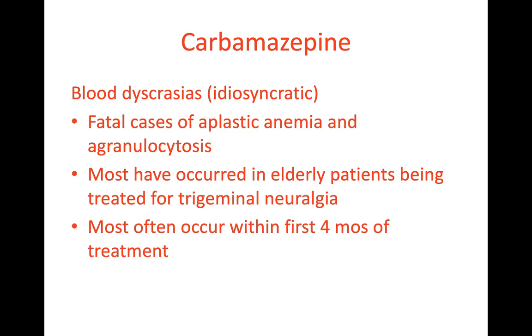This typically is going to be monitored before you put them on the drug, and then you're going to monitor afterwards. And these blood dyscrasias, interestingly, most of these have occurred in elderly patients that were being treated for trigeminal neuralgia. We've not seen as many cases with those that were getting it as an anticonvulsant. Could it be dose? I don't know. But that's just one of the things that occur. The other thing is, especially the first 4 months, that's when they tend to occur. Doesn't mean we drop our guard after the 4 months, but during those first 4 months, we may want to be doing CBCs a little bit more frequently.